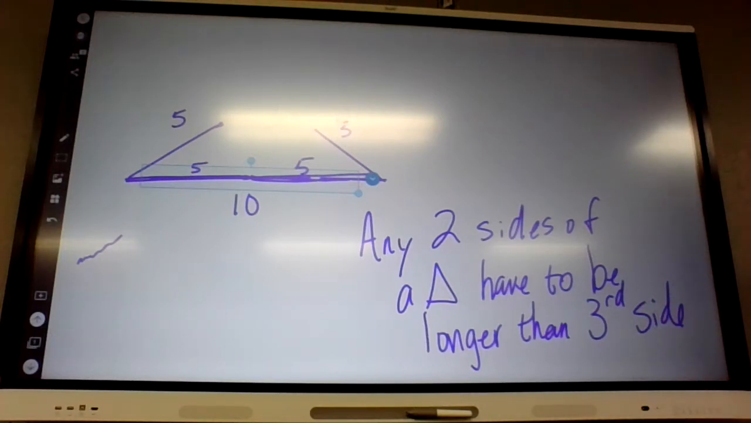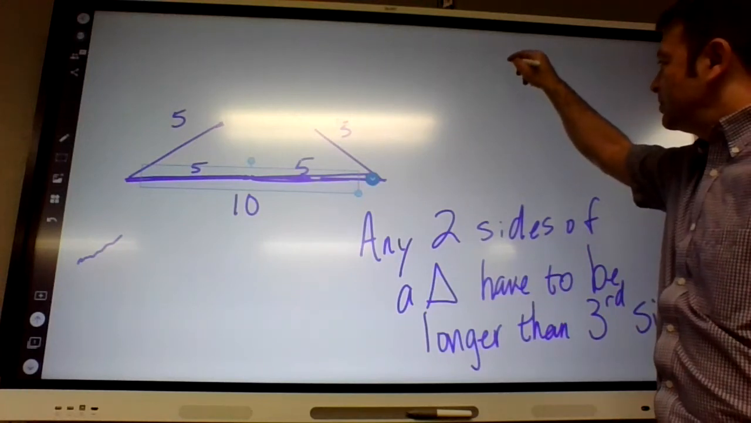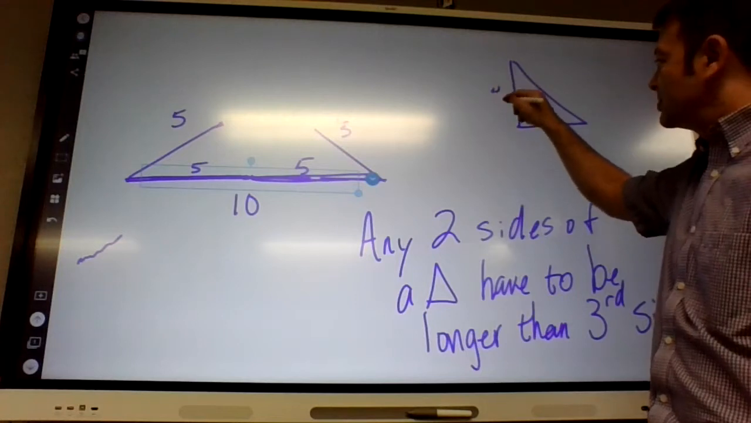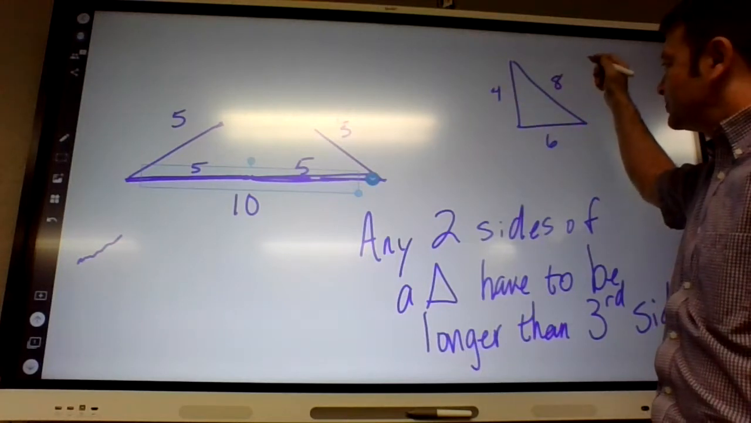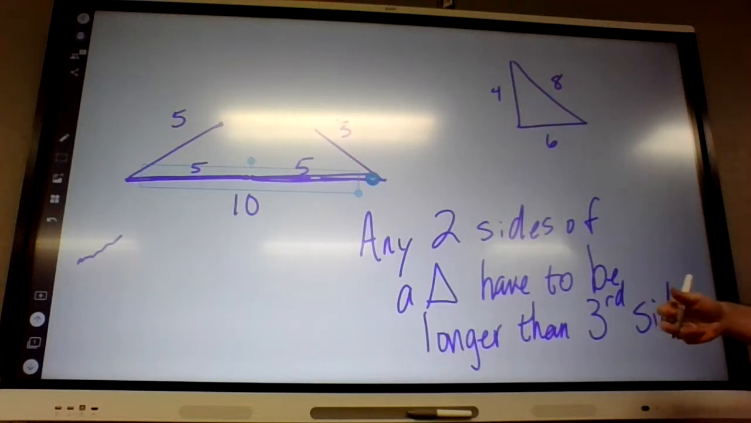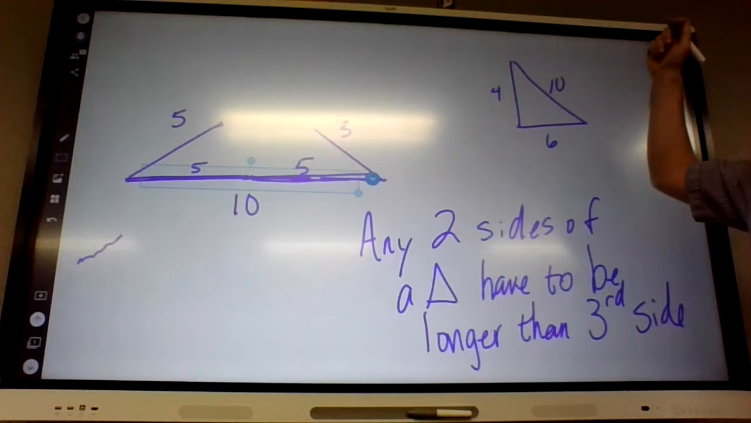So basically, if you look at the two shortest sides of the triangle, is their sum more than the longest side? So is 4, 6, and 8 a possible triangle? Yes, because 4 plus 6 is greater than 8. Is 4, 6, and 10 a possible triangle?